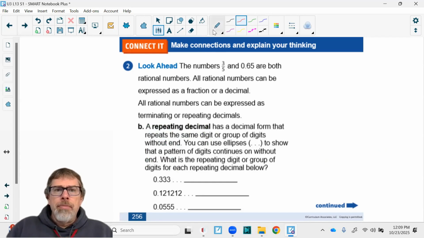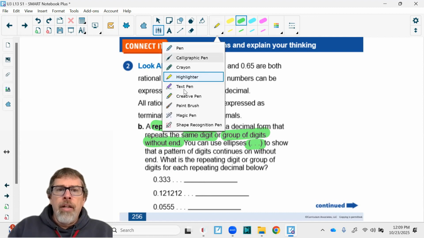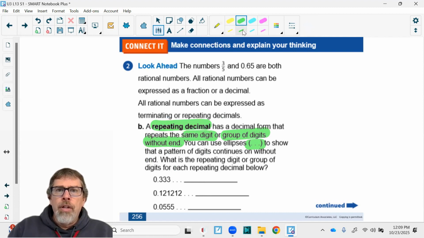A repeating decimal, let me highlight that. A repeating decimal has a decimal form that repeats the same digit or group of digits without end. You can use ellipses to show that the pattern of digits continues on without end. What is the repeating digit or group of digits of each repeating decimal below? So all I have to do is focus on what is repeating. So on the first number, I see that 3s are repeating. On the second one, it's 1, 2, 1, 2, 1, 2 over and over. And when you get to those ellipses, these dots, that means it's just going to continue.